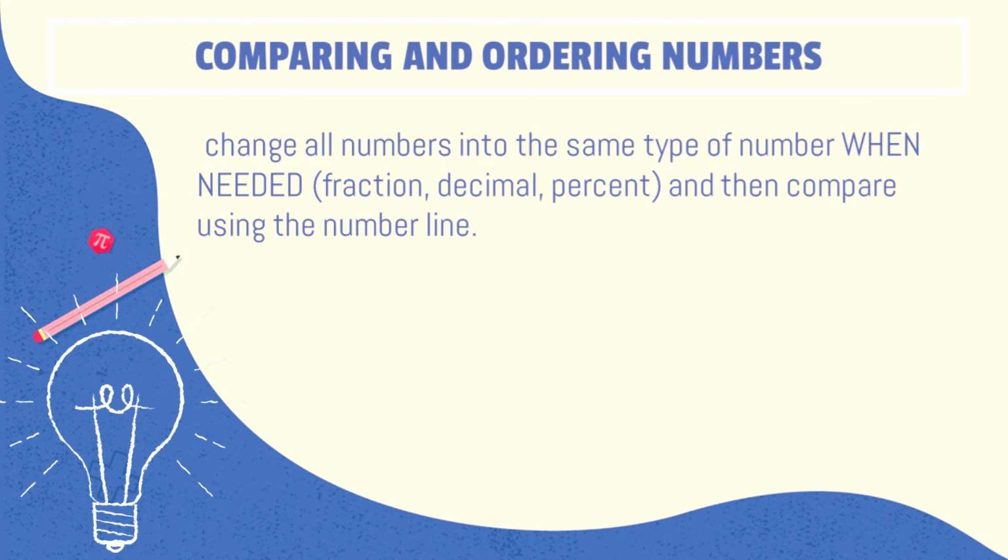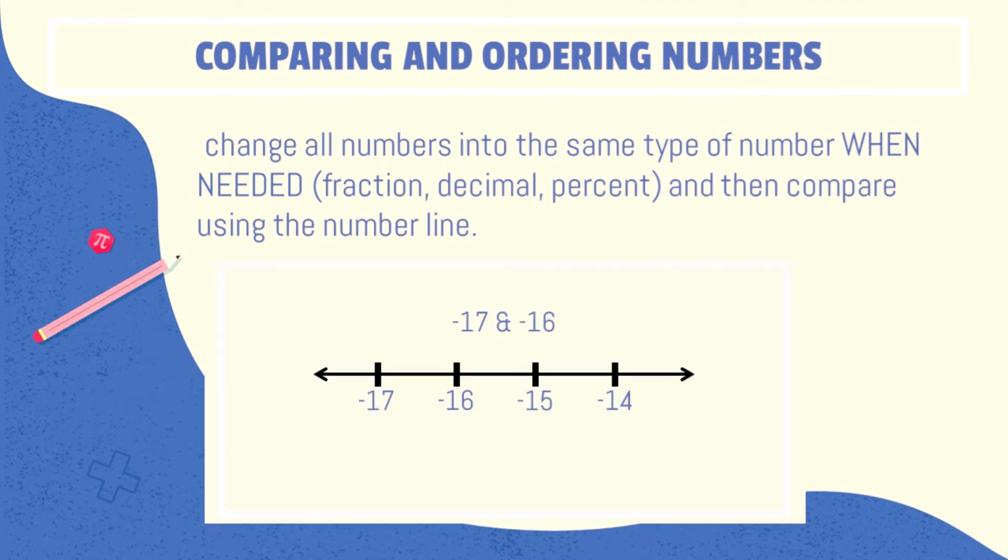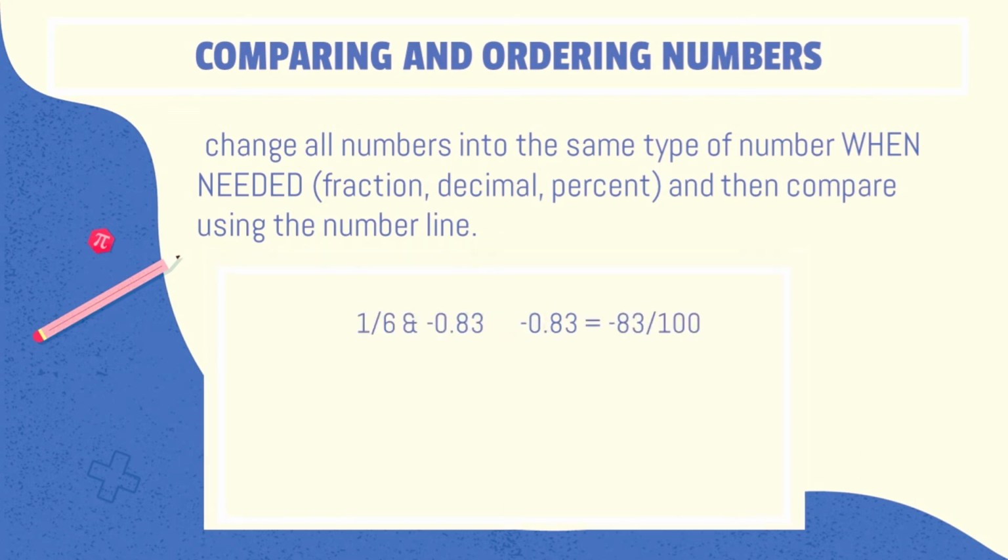For example, negative 17 and negative 16. When comparing the numbers, always remember the rightmost number is higher and the leftmost is lesser. So, negative 17 is less than negative 16. Another example, 1 over 6 and negative 0.83. By seeing this example, we can already tell which is greater and which is lesser just by their sign. 1 over 6 is greater than negative 0.83.